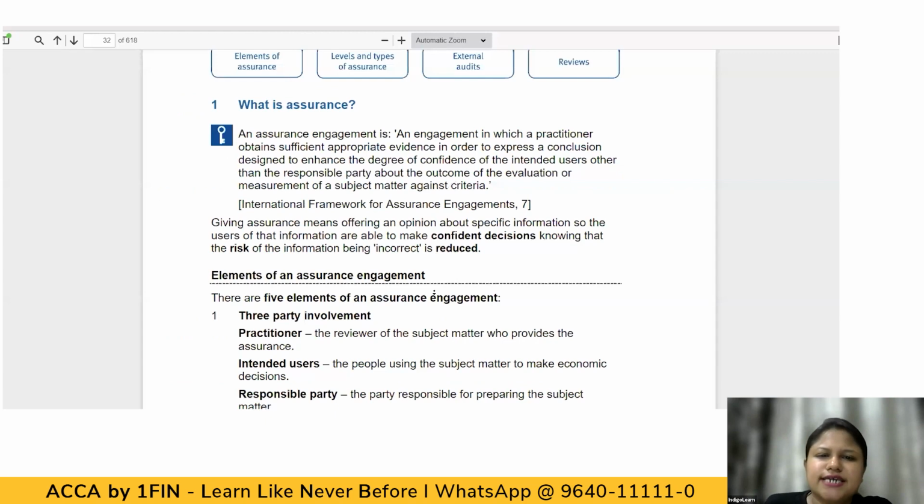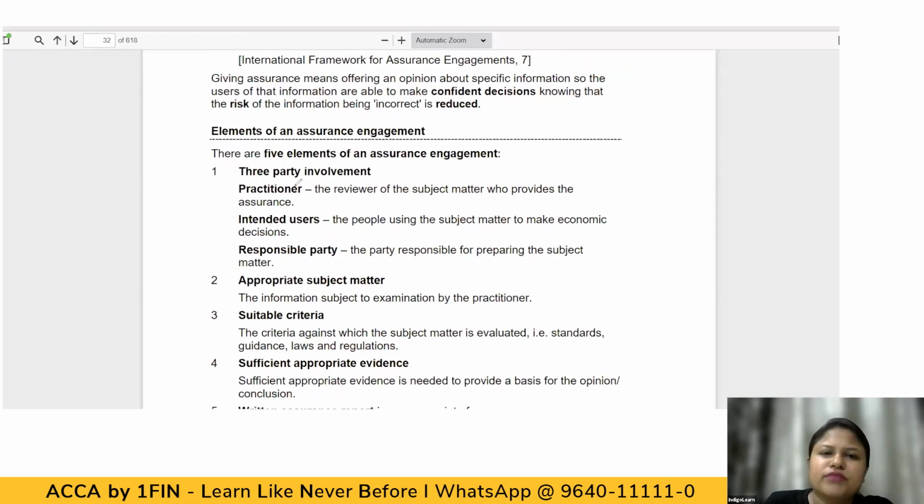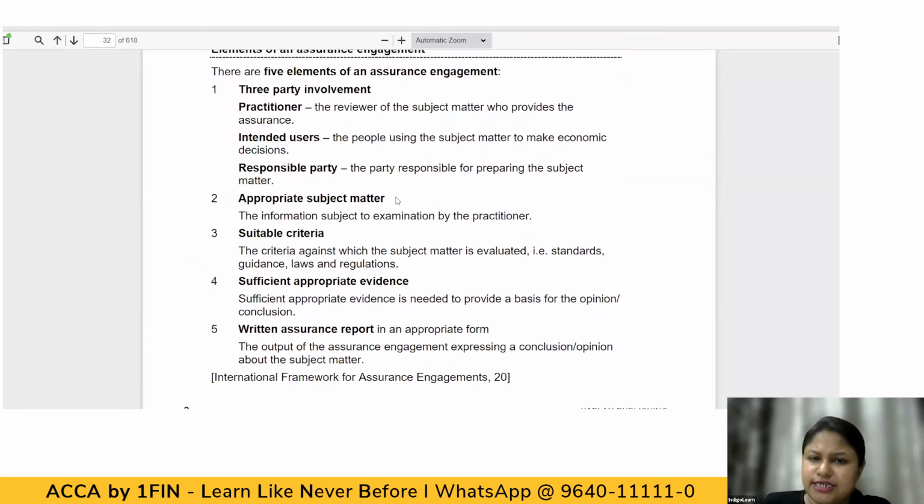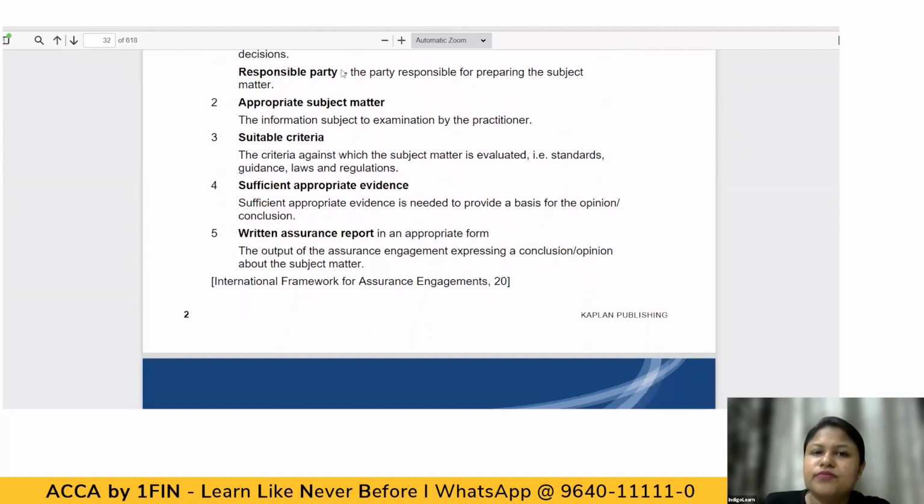So what is assurance? I told you there are three parties involved: the practitioner, the intended user, and the responsible party. The responsible party, in my example, are the people who prepare the financial statements, so it is the management. Intended users could be all the stakeholders. The practitioner is the reviewer, the auditor in my example. The appropriate subject matter is the financial statements. Suitable criteria is as per the applicable financial reporting framework, that is nothing but the standards, the guidance, everything issued, laws and regulations. Then, how the review will be performed: the auditor has to obtain sufficient appropriate audit evidence on which he is going to draw his opinion, and finally he will give it in the form of a written assurance report. So that is the meaning of the word assurance.